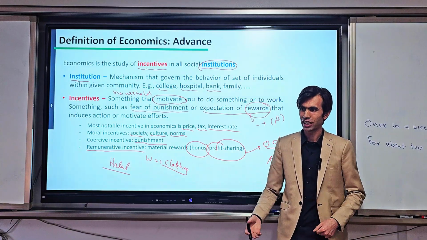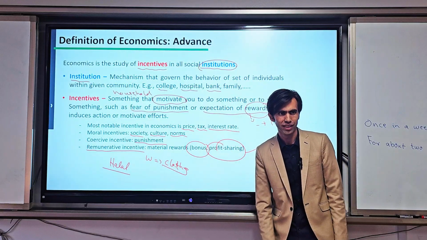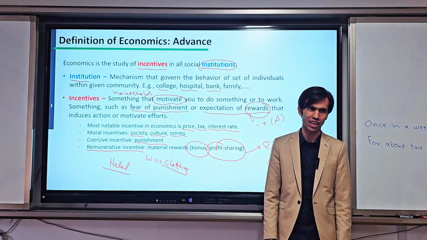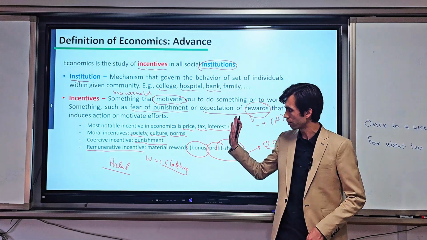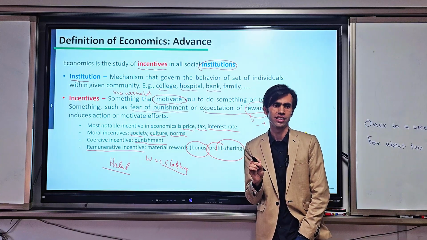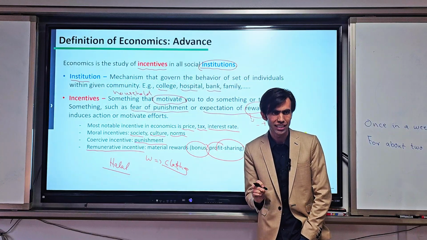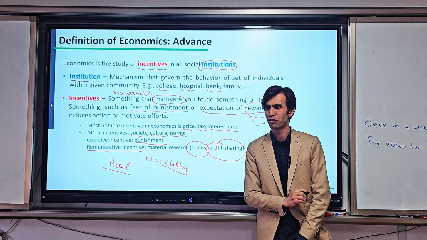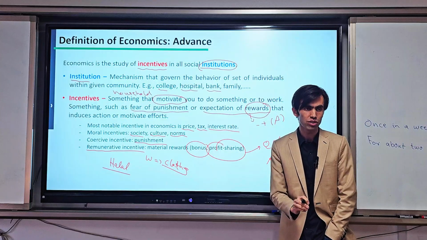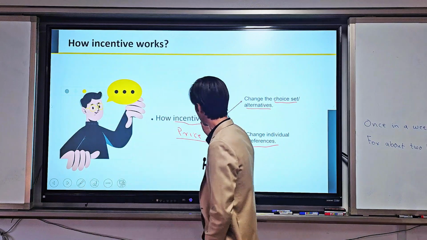But here, for now, we can use this kind of jacket, but maybe at the end of March there's no need to use that. Even in June, we cannot tolerate the kind of clothes that we are wearing now. So that's why anything that changes your choice is an incentive. If we make it very clear, anything that changes your choice is an incentive. It can be fear of punishment, expectation of reward, or anything else that changes your choice. So incentive may have two effects.